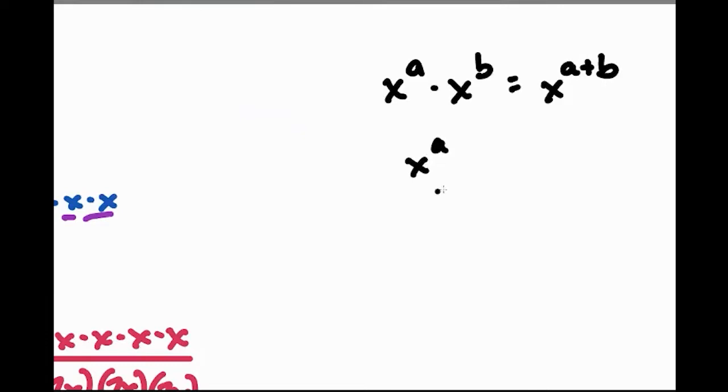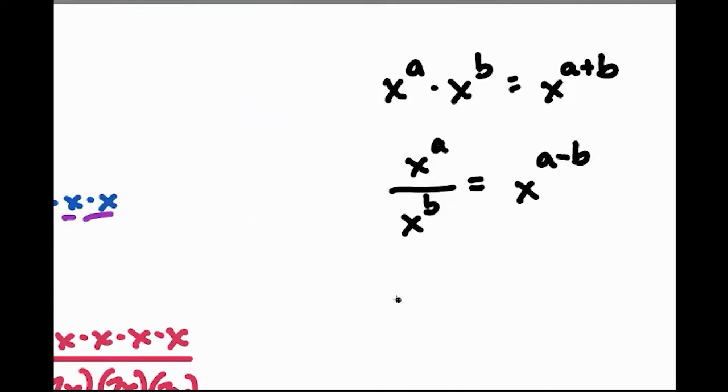If you have x to some power times x to some other power, you add. If you don't know that, write it down. If you know it, then don't worry about it. Okay, that's the first rule. The second rule, if you're dividing, then you subtract.